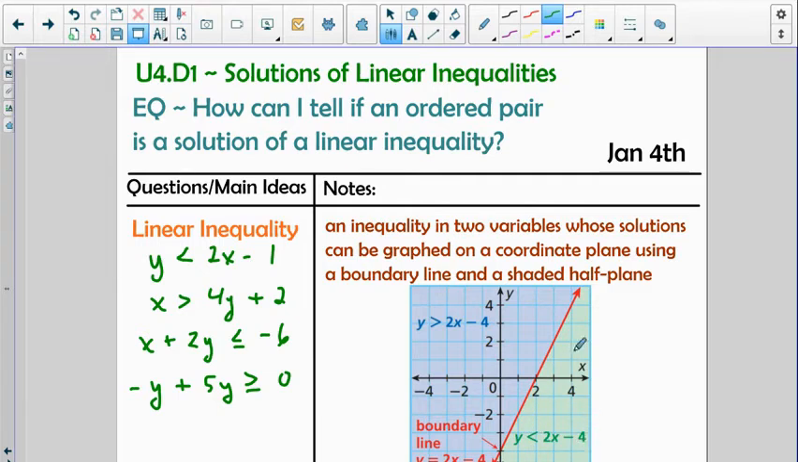So all of our solutions to that inequality are going to be on this side of the boundary line. Then we have a different inequality, y is greater than 2x minus 4, that still uses the same boundary line, but when the y value is greater than 2 times the x value minus 4, all of those ordered pairs are going to be above the line up here. So we have our boundary line, and depending on the inequality symbol, we will have either a shaded half plane above the line or a shaded half plane below the line.